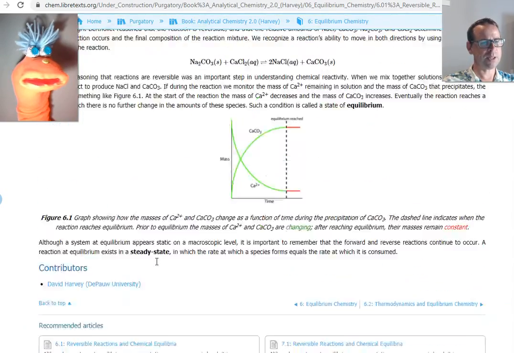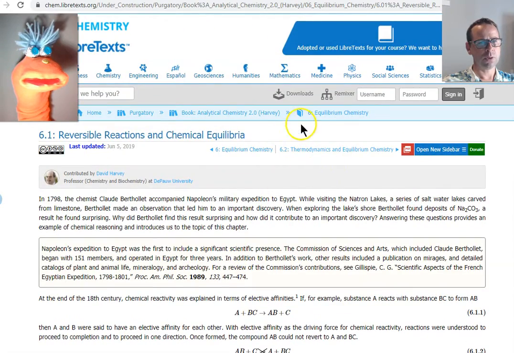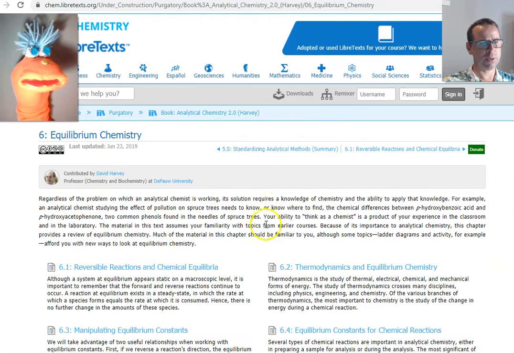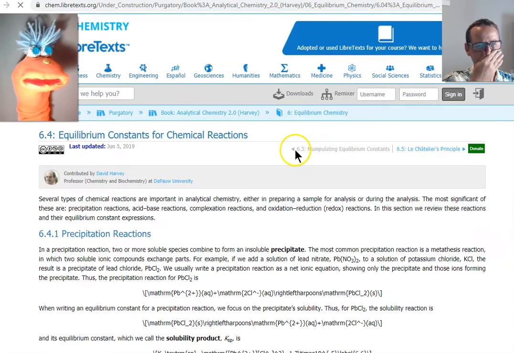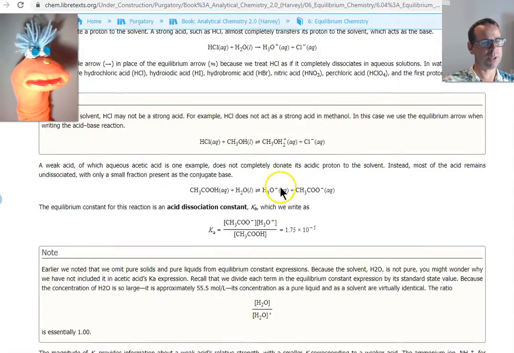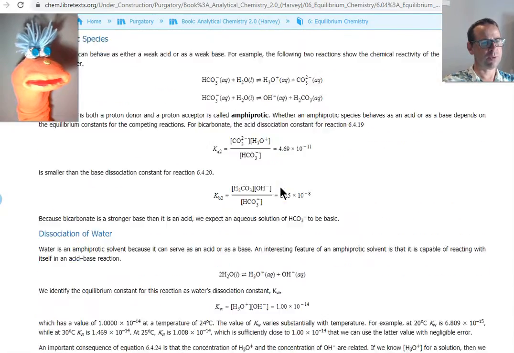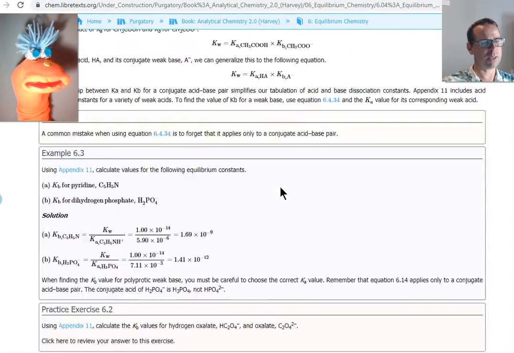I don't see it there. Let's try 6.4. So let's go back into equilibrium. Let's try this 6.4 here. Can you look it up online? Yeah, you can look it up online too, but I just want to show you the reference that we have to it as well. So there's probably a different way to get to the appendixes as well.